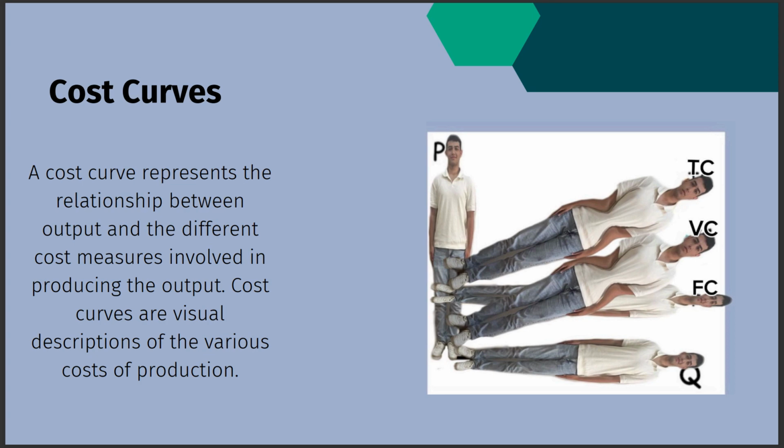So, I will talk about cost curves. A cost curve represents the relationship between output and the different cost measures involved in producing the output. Cost curves are visual descriptions of the various costs of production. So, in this graph, we can see total cost, variable cost, and fixed cost. Fixed cost plus variable cost makes the total cost.